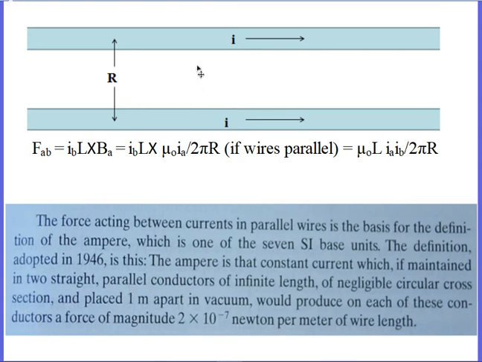You have two parallel straight conductors of infinite length, and they're placed 1 meter apart, and they would produce a force per meter of wire length. So the value we're going to put in for L is a 1 here, and R is going to be 1. And then this gives you the opportunity to say that this mu naught is defined in terms of this definition of current, that mu naught is equal to 4 pi times 10 to the minus 7.